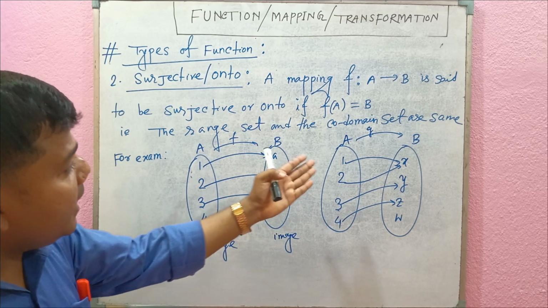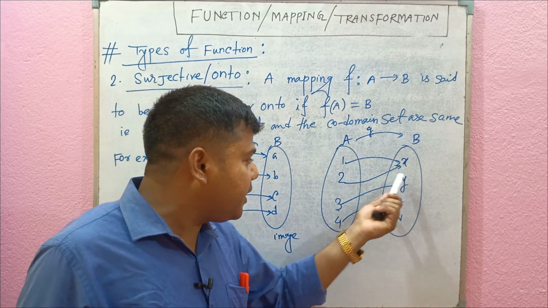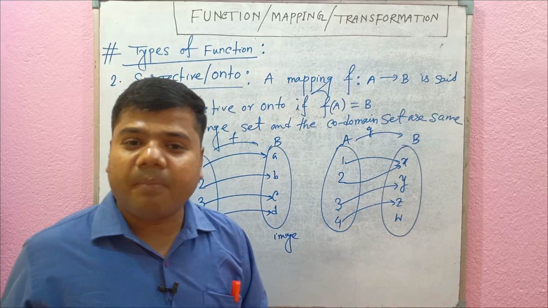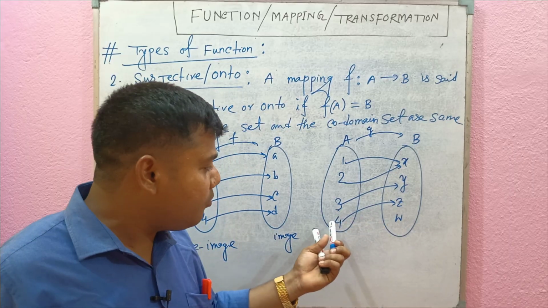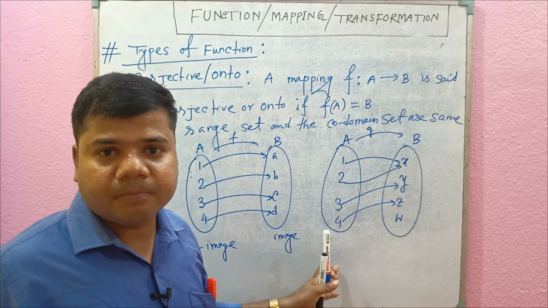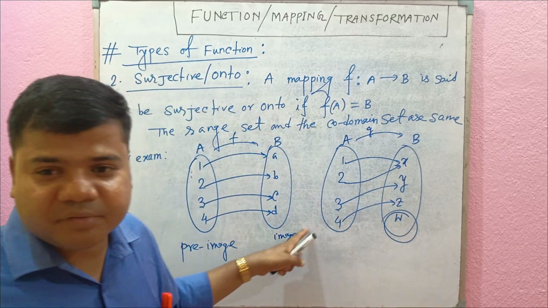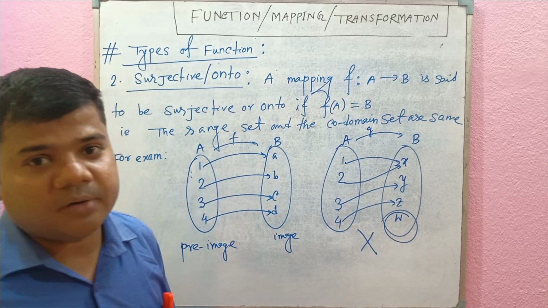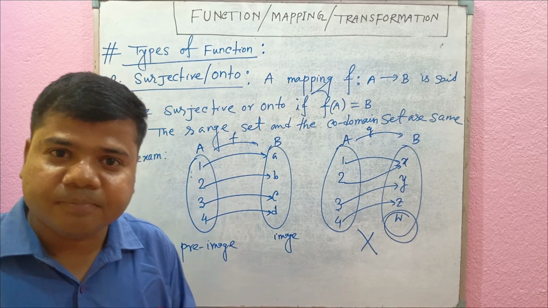Here we see that 1 maps to X, 2 maps to X, 3 maps to Y, 4 maps to Z, but here the element W has no pre-image inside B. So this is not a surjective function. This is a function but not a surjective function.